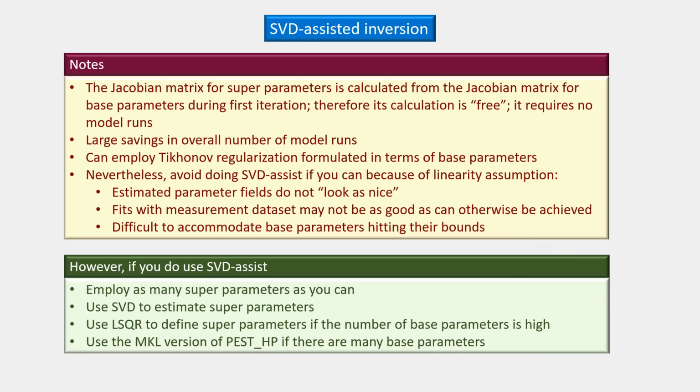Hence, I don't use SVD-assist unless I have to. But there are occasions when I have to, because I just don't have enough computing resources to handle a large number of parameters and a slow-running model. There will be many times when this is the only option. But if you can avoid it, do avoid it. But if you do use it, then use as many superparameters as you can. Use SVD to estimate those superparameters. We'll see how to do that in a minute. Or if you've got lots of parameters in the base PEST control file, use LSQR to define the superparameters. Or use the MKL version of PEST-HP if you have many base parameters. That can also speed up the definition of superparameters and the inversion process.